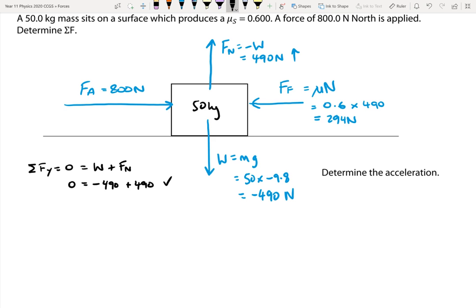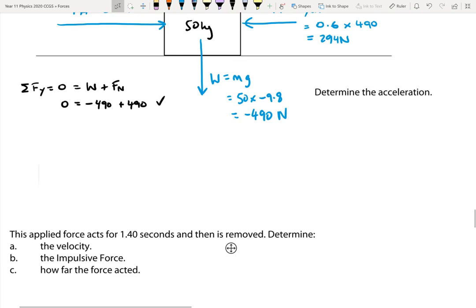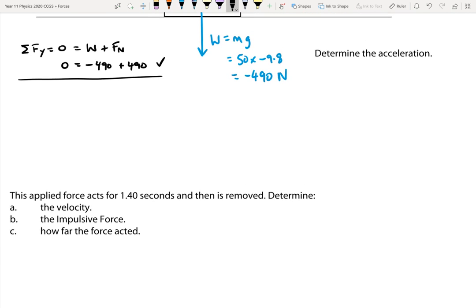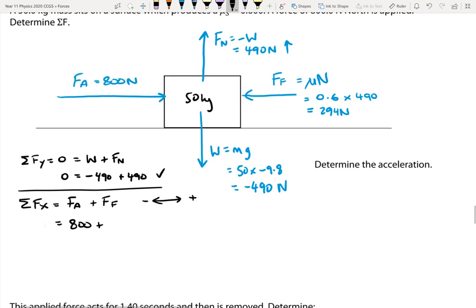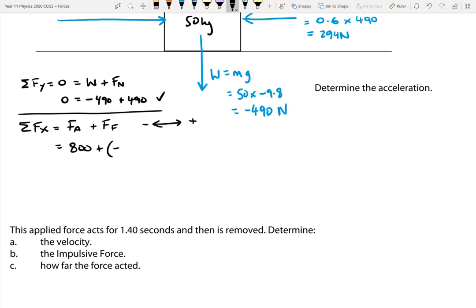But the same cannot be said for the horizontal. So this is where we then need to go. We can say that the sum of all forces in the x is equal to F applied plus F friction. I'll assign the convention that my applied force is in the positive direction. So we'll go 800 plus negative 294. It makes sense that the friction is going to subtract from the applied force, never add. We get 506.